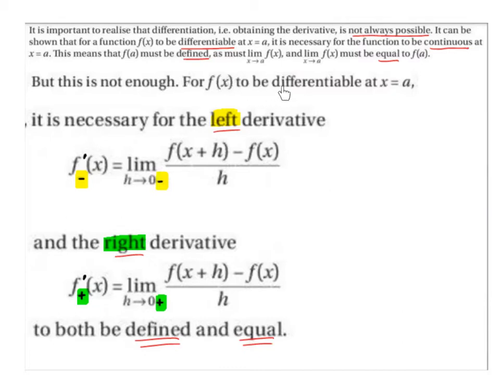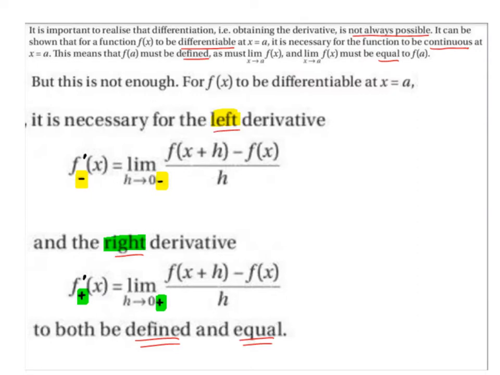For f of x to be differentiable at x equal to a, it is necessary for the left derivative, so f prime x minus, or negative, which is equal to the limit of f of x plus h minus f of x over h, as h approaches 0 from the left, and the right derivative, so f prime x positive, which is equal to the limit of f of x plus h minus f of x over h, as h approaches 0 from the right, to be both defined and equal.